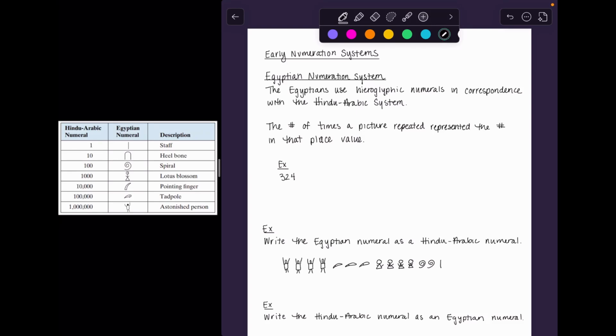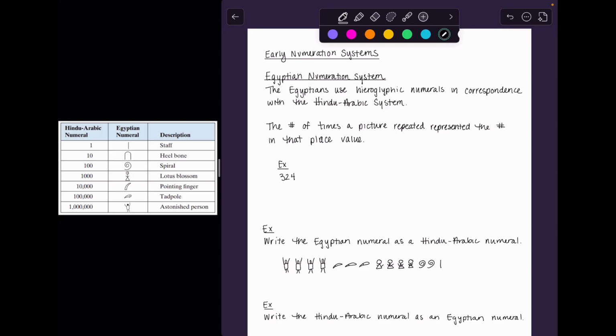So we're going to continue on with some more numeration systems. We're going to talk about the Egyptian numeration system, Roman numerals, traditional Chinese, and then also the Ionic Greek. We're going to start out with the Egyptians, and if you think of anything in the Egyptian culture, they used hieroglyphics just in general. And the same kind of idea applies to their numeral systems.